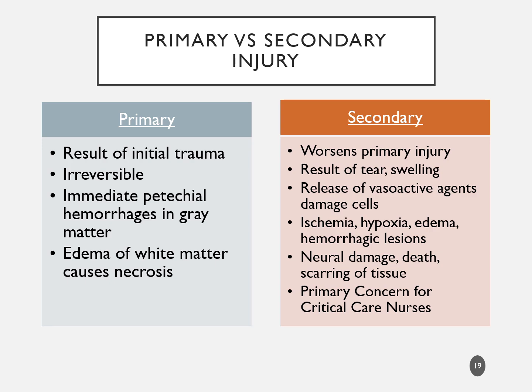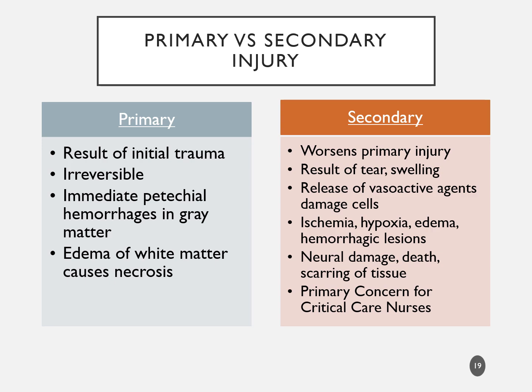And just like with our traumatic brain injury, where we had primary and secondary injury, the same thing can occur with our spinal cord injured patients. The primary injury is that initial trauma. What happened initially to the patient? This is the initial injury to the patient's spinal cord, and it will not be reversed. In the cord, you may see petechial hemorrhages in the gray matter. They can see that in MRI. There may be edema, which would cause necrosis.